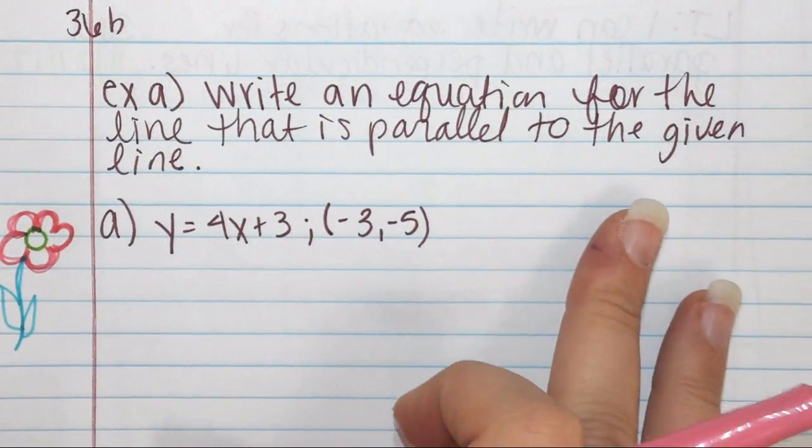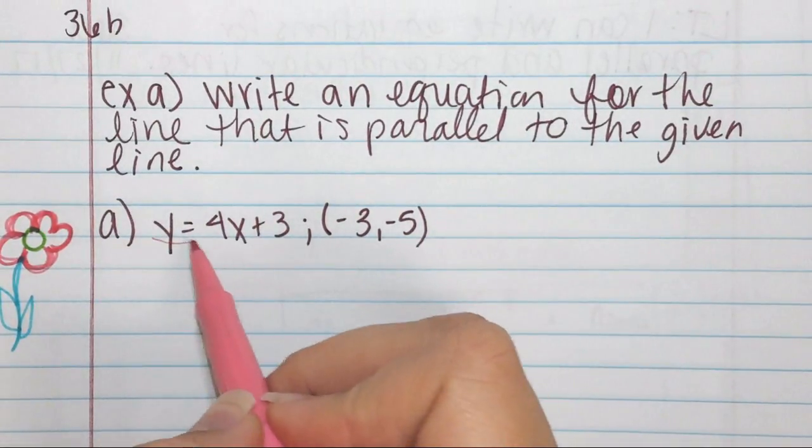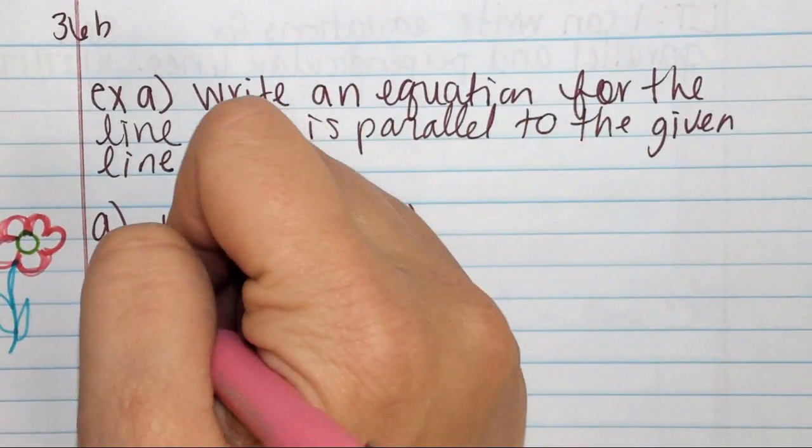Now, just in case you forgot what we did 10 seconds ago, we're going to pretend like you've never seen this before. Two lines that are parallel have the same slope. So this equation gives us the slope that we need, and the slope that we need is 4.